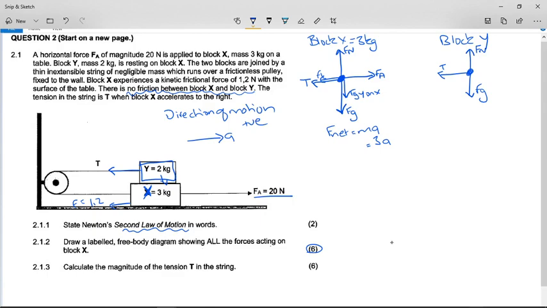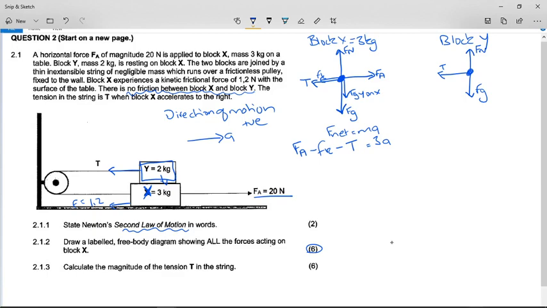We can start adding them. So FA is positive because it's the direction of motion. FK is going backwards, so it's minus, and T is going backwards, so it is minus. When we add a plus and a minus, it becomes a minus. So that is the vector sum.